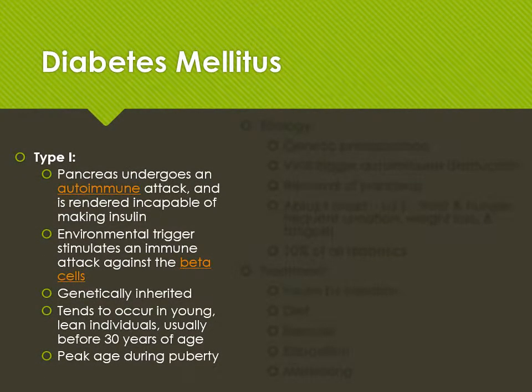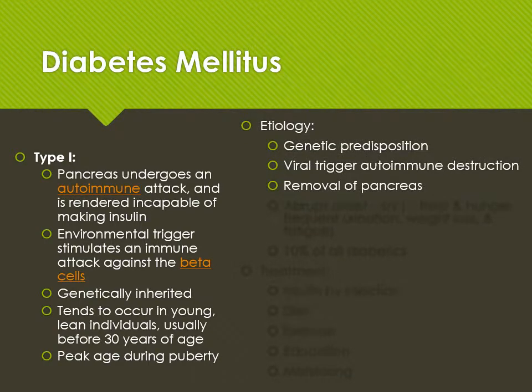Type 1 diabetes mellitus is where the pancreas undergoes an autoimmune attack and is rendered incapable of making insulin. There can be environmental triggers that stimulate this immune attack against the beta cells. It could also be genetically inherited. It tends to occur in the young, lean individuals and usually before 30 years of age. Peak age is during puberty.